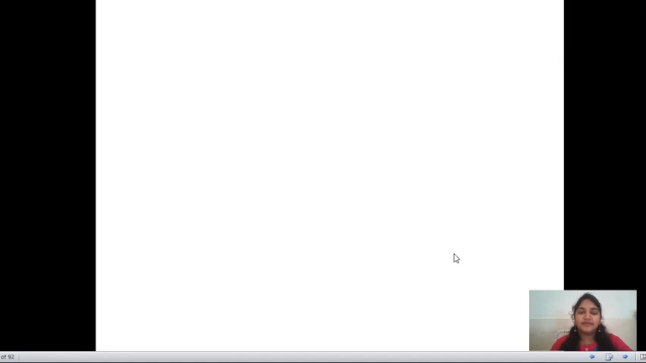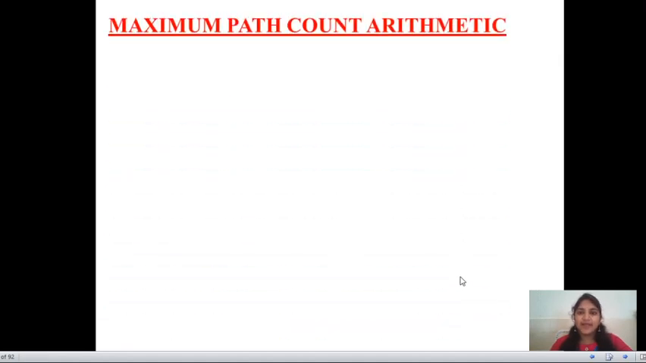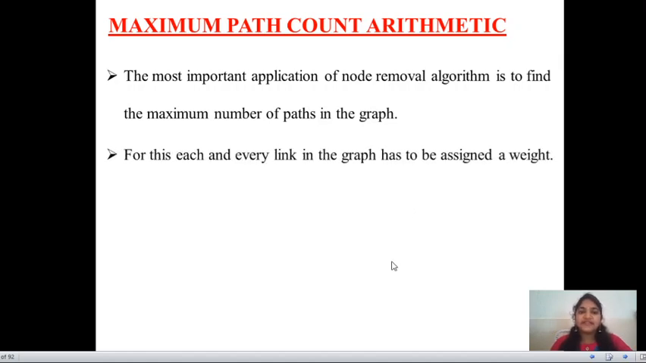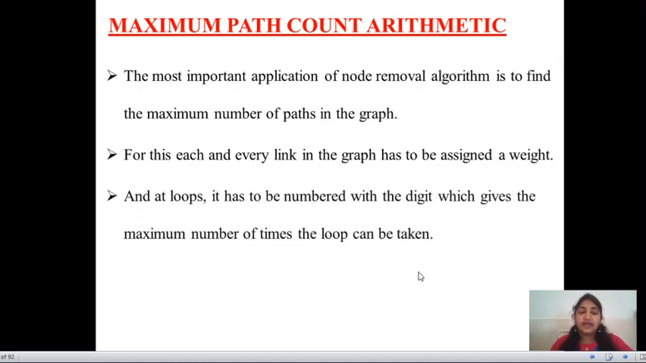First we'll see the first application, maximum path count. The name itself defines the maximum number of paths to be achieved. Whenever the arithmetic rules are followed, what is the maximum path count to be achieved? We can perform this as maximum path count arithmetic. The most important application of the node removal algorithm is to find the maximum number of paths in the graph. For this, each and every link in the graph has to be assigned a weight, and at loops it has to be numbered with the digit which gives the maximum number of times the loop can be taken.